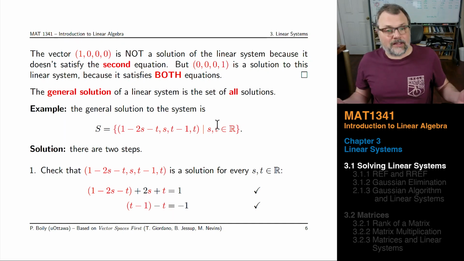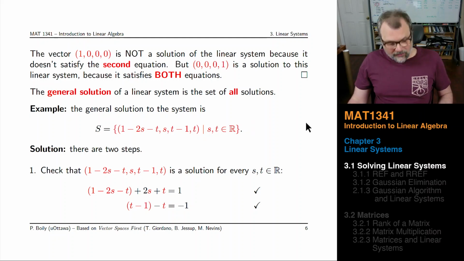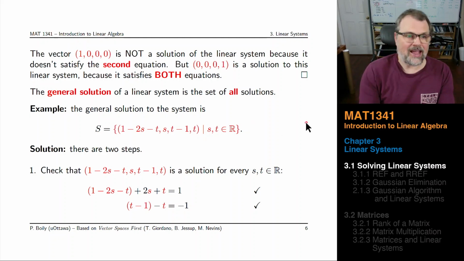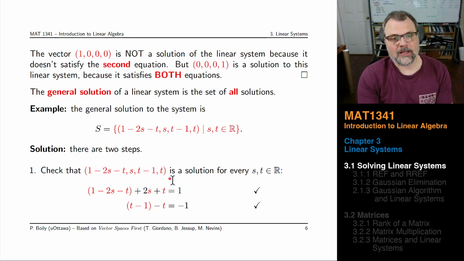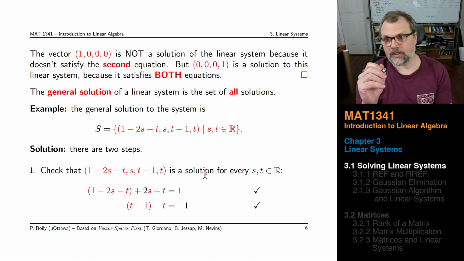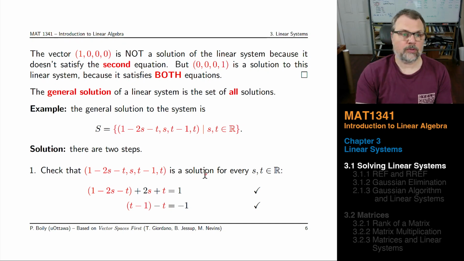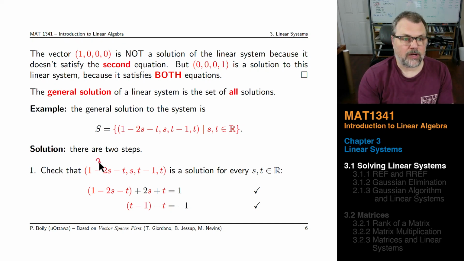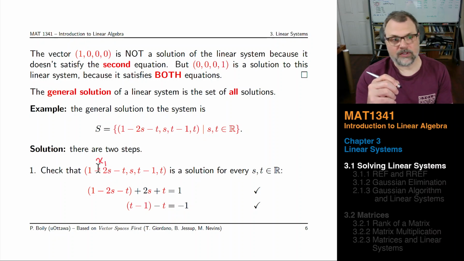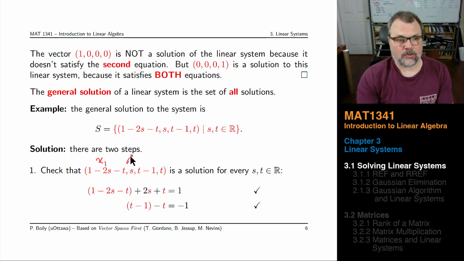How do we verify that this is indeed a solution? Well, there's 2 steps, right? The first thing we would have to check is that everything that is of this form is indeed a solution for the system of equations. That's easy. We literally replace x1 with 1 minus 2s minus t, whenever we see x2, go with s, whenever you see x3, it's t minus 1, and whenever you see x4, give me a t.